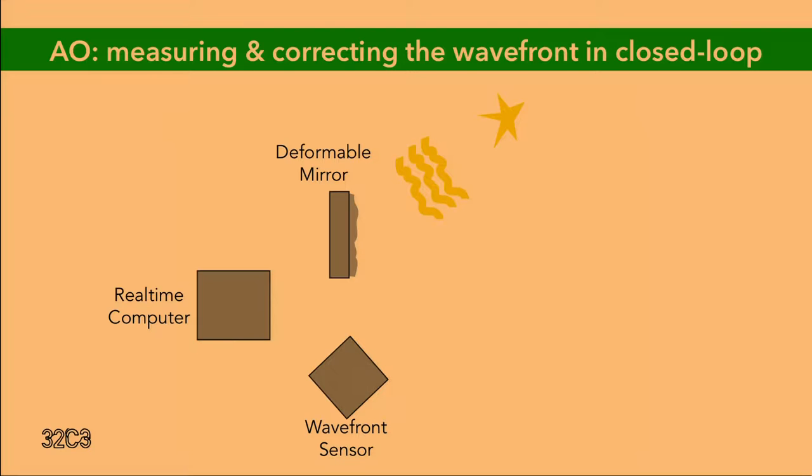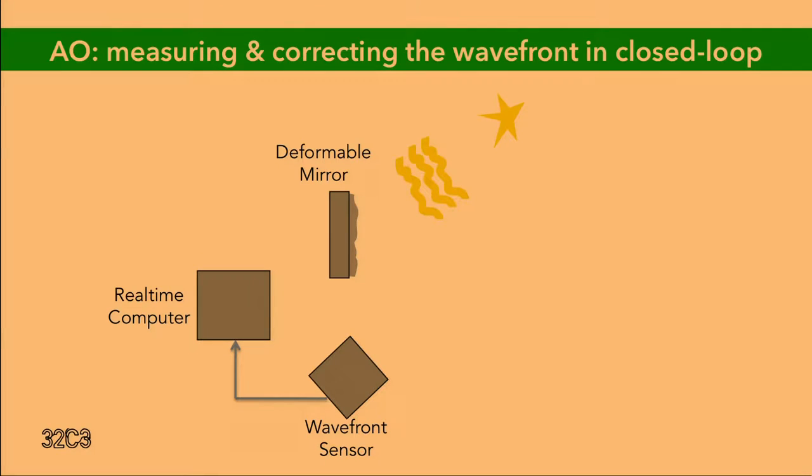One is a deformable mirror, the other is a wavefront sensor, and the third one is a real-time computer. We need something to actually measure what is going on. Then we need to take this measurement and extract some information from this measurement. And then we need something which can correct this wavefront, straighten it out, so to speak, because we want to have it straight again.